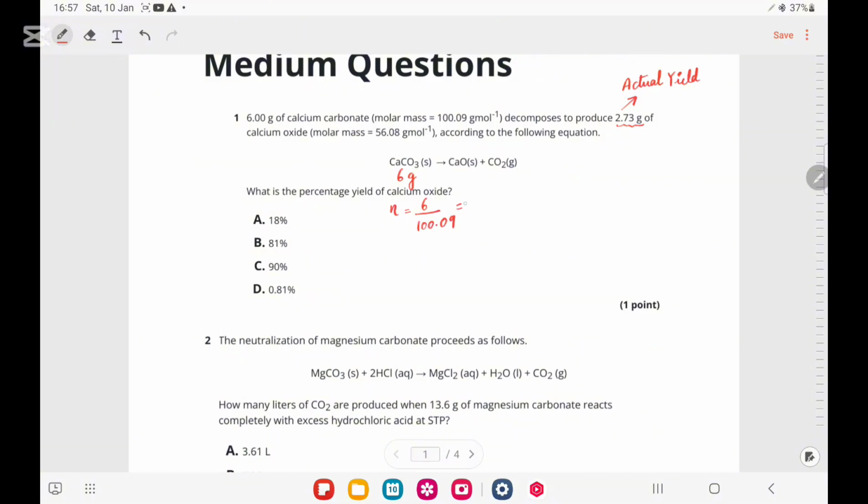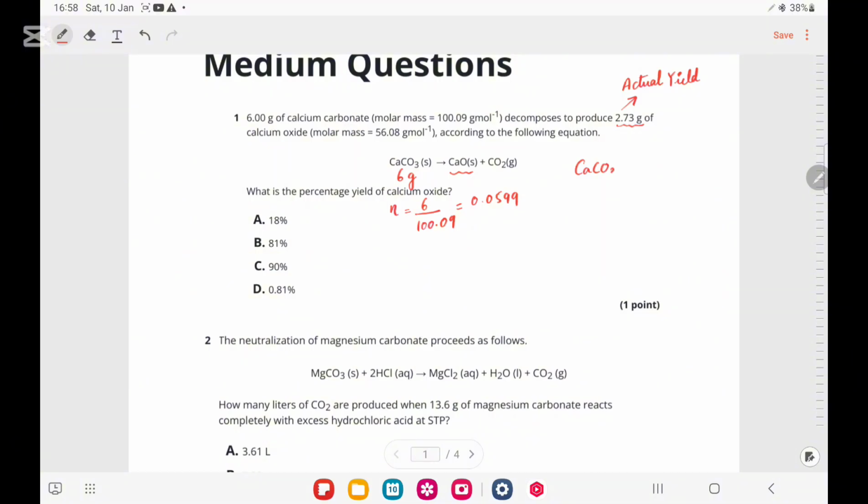100.09, and the moles come out to be 6 divided by 100.09, and that comes out to be 0.0599. So now we need to find the moles of calcium oxide because we want to find the theoretical yield.